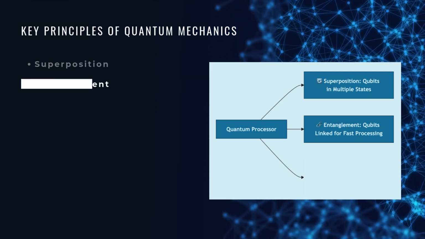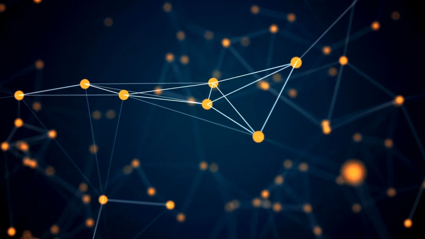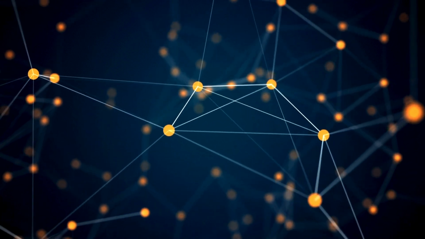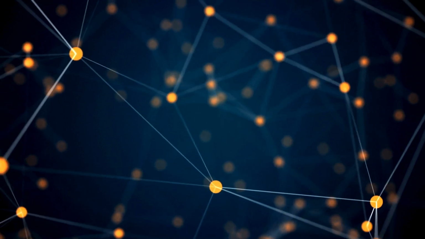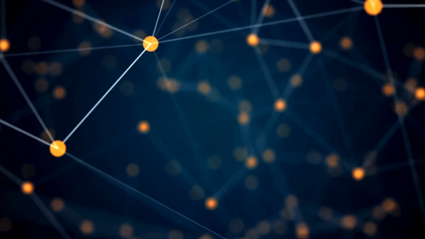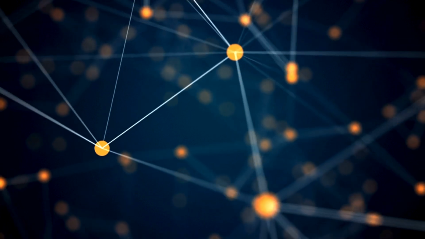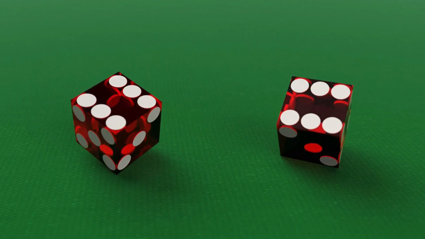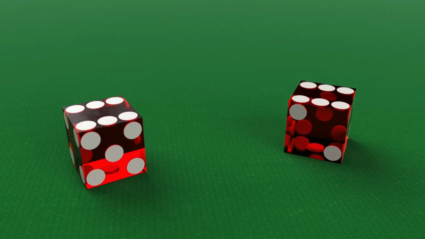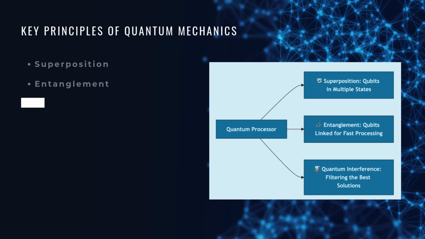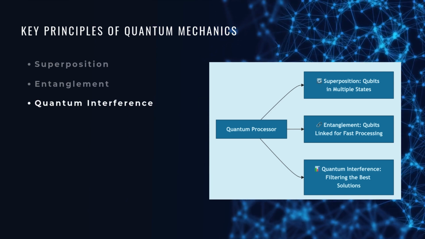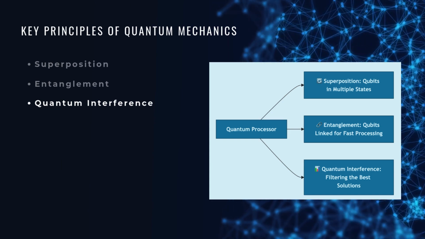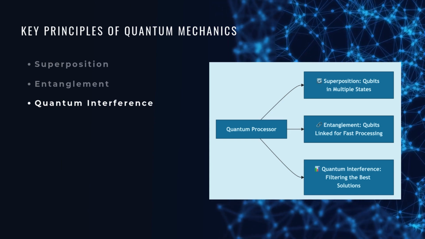Second one being entanglement. Qubits stay connected no matter the distance. Two qubits can be entangled, meaning a change in one qubit instantly affects the other, even if they are light years apart. Let's take this analogy. Imagine having two magic dice. No matter how far apart they are, if you roll one and get a 6, the other will also land on a 6 instantly.